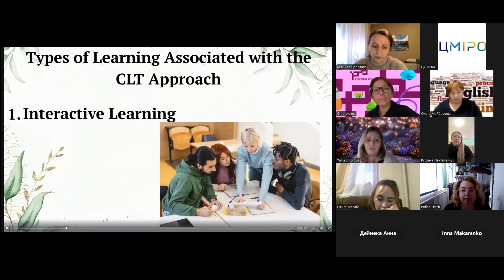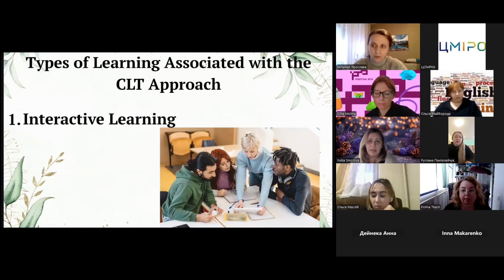So when talking about types of learning associated with the communicative approach, I should mention some ideas like interactive learning. When students work in a group, in pairs, interacting with each other, they mingle during the lesson, and they can be given some tasks like find who, for example, or do a survey and come to some results.